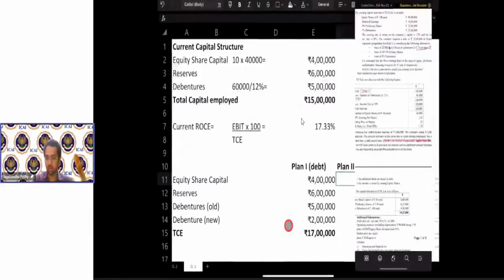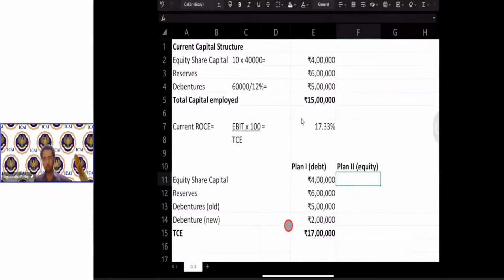The new shares, at what rate are they going to be issued? So what assumption can I make? The simple assumption that we can make is that the additional funds of 2 lakh, if they are going to be raised by way of equity, I can sell them in the market at the ruling market price, whatever the existing market price is. At that rate, I can sell the equity shares. So it is going to be this 4 lakh plus additional shares that we have.